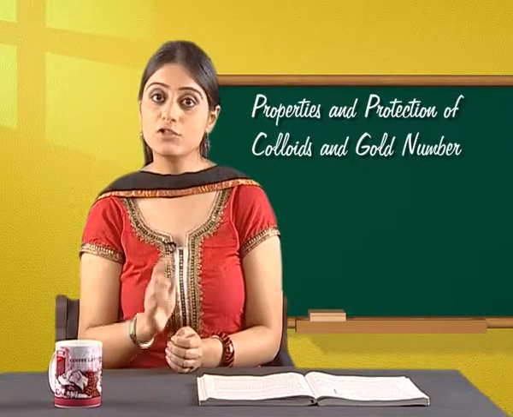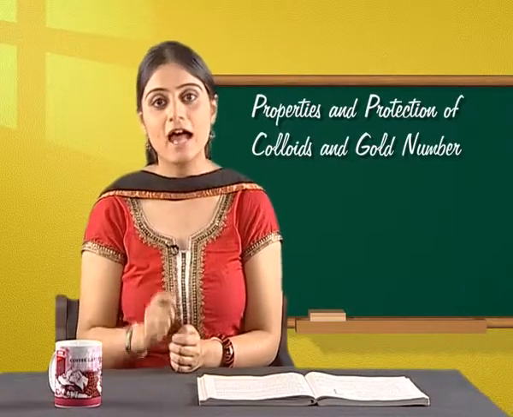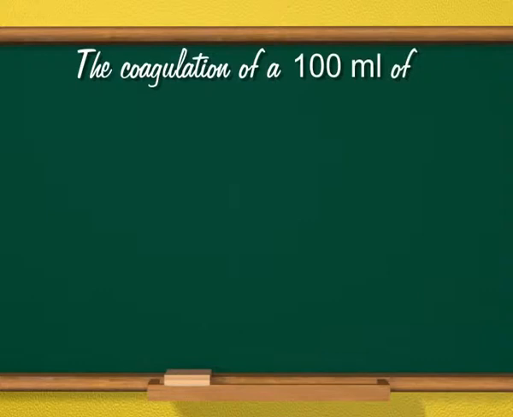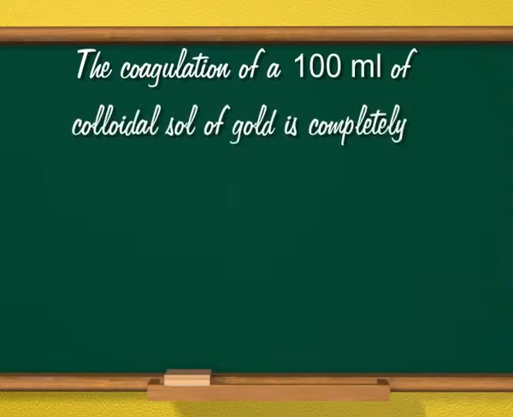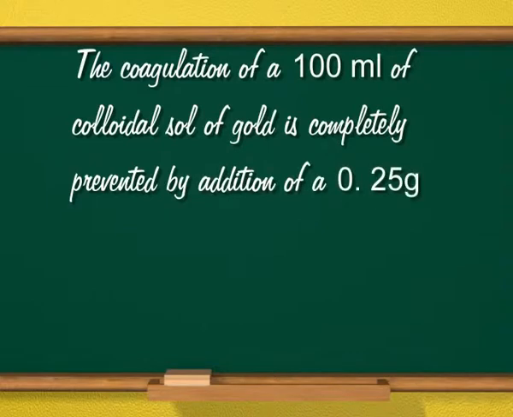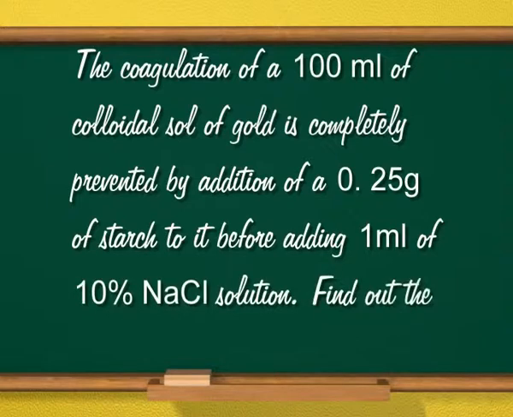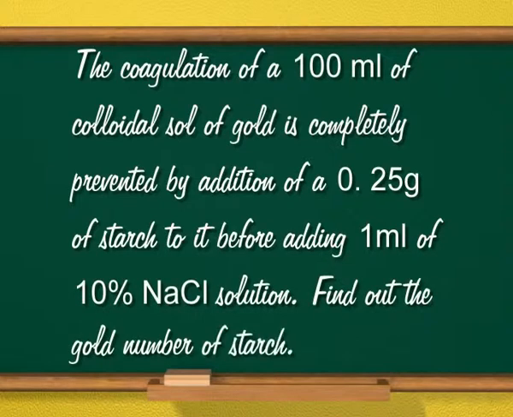Here's a quick test for you to find out how much you have actually absorbed by solving a problem. Let's start with this question. The coagulation of 100 milliliter of colloidal sol of gold is completely prevented by addition of 0.25 grams of starch to it before adding 1 milliliter of 10% NaCl solution. Find out the gold number of starch.